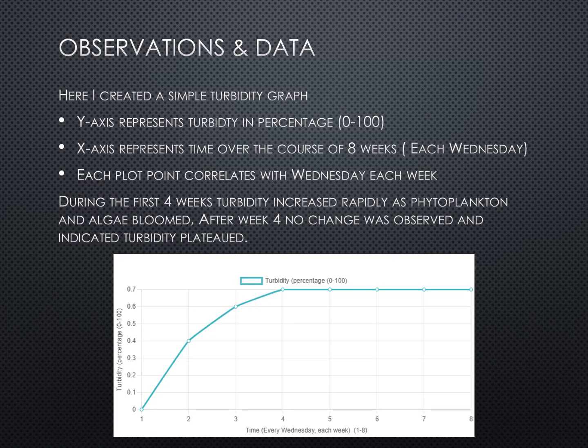Observations and data continued. Here I've created a simple turbidity graph, where the y-axis represents turbidity in percentage from 0 to 100, and the x-axis represents time over the course of 8 weeks. Each plot point correlates with a Wednesday of each week. During the first 4 weeks, turbidity increased rapidly as phytoplankton and algae bloomed. After week 4, no change was observed and indicated turbidity plateaued.